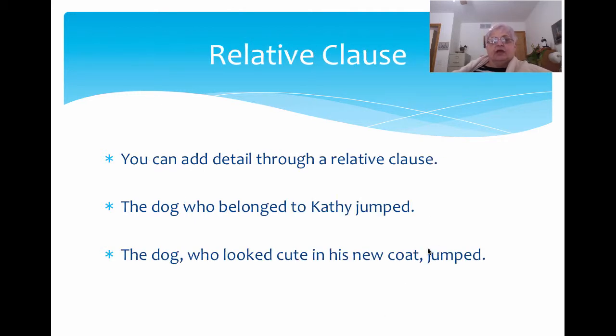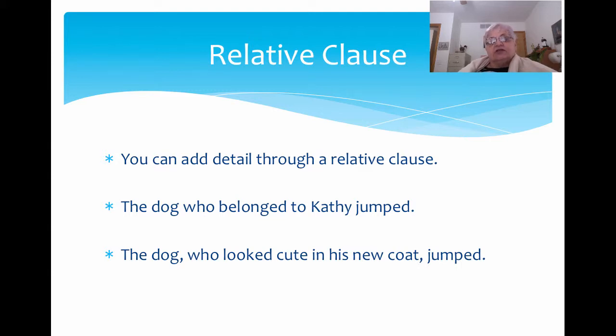So that sentence is rather boring. If we always wrote sentences like the dog jumped, the cat meowed, oh boy, why bother? We'd be back to see Dick run in the old primers I used to learn how to read. So you can add detail. This is something we've already learned, the relative clause. The dog who belonged to Kathy jumped. The dog who looked cute in his new coat jumped.